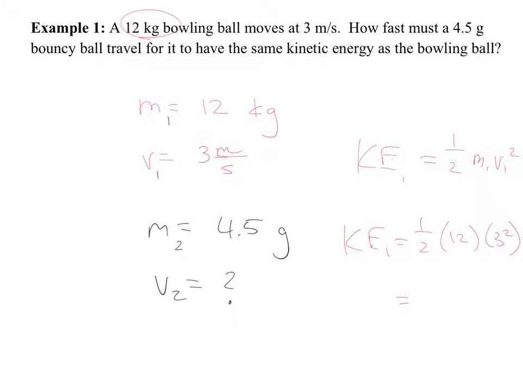Half of 12 is 6. 6 times 9 is 54 joules. That's the energy of the first object. Again, that's the energy of the bowling ball only. The mass of the bowling ball is 12. The velocity of the bowling ball is 3. 1/2 times 12 times 3 squared.